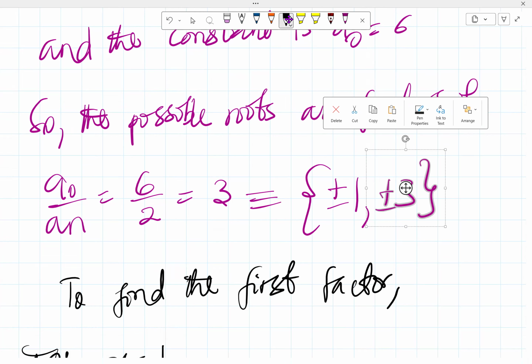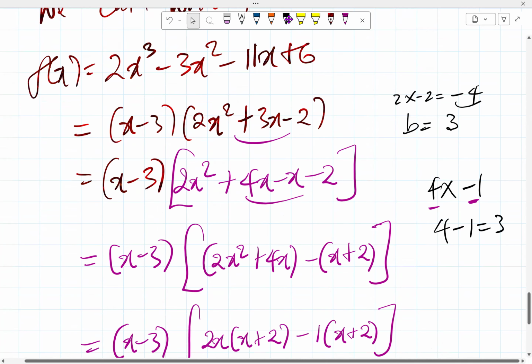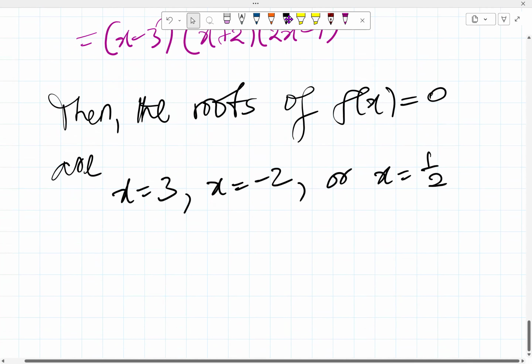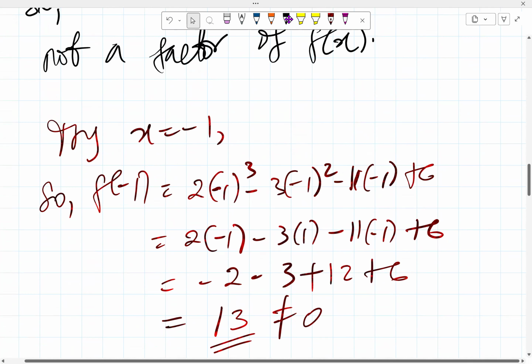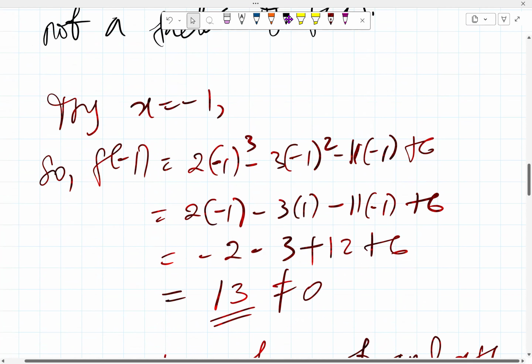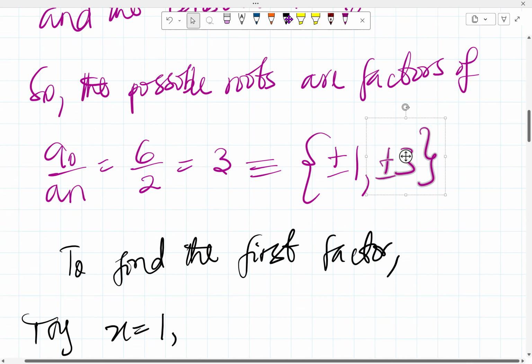The fractional part is not here, but that's okay. At least we got the big ones. So x is 3. Something is wrong. What is really wrong here? This is 6 over 2, right? Plus or minus 1, plus or minus 3.